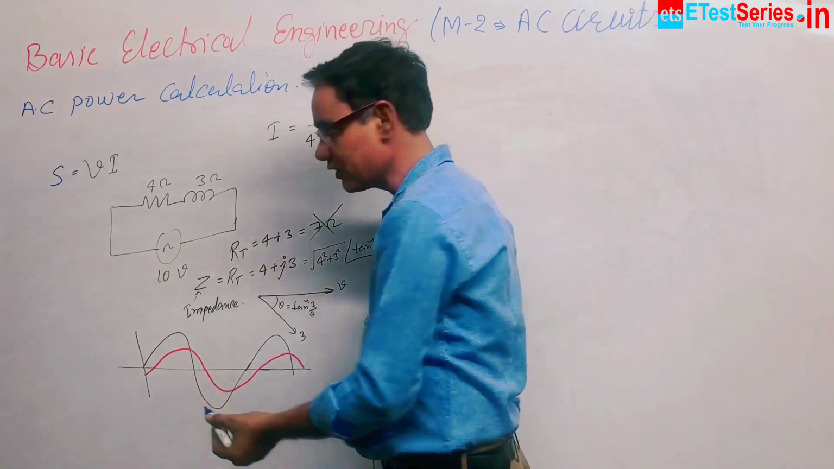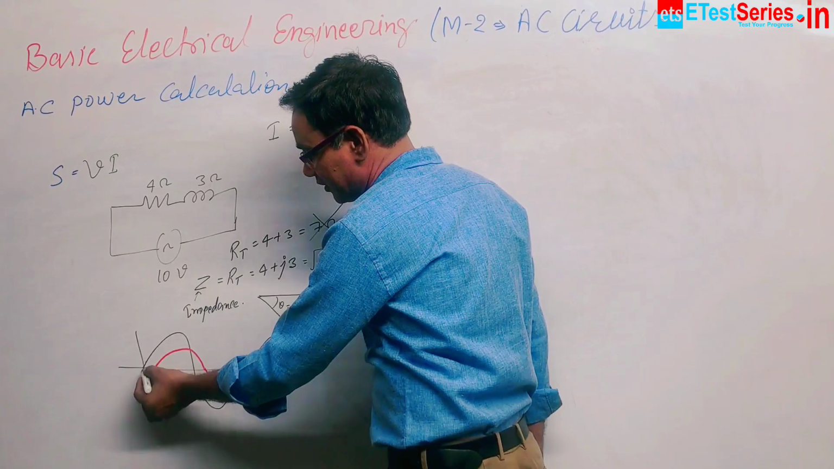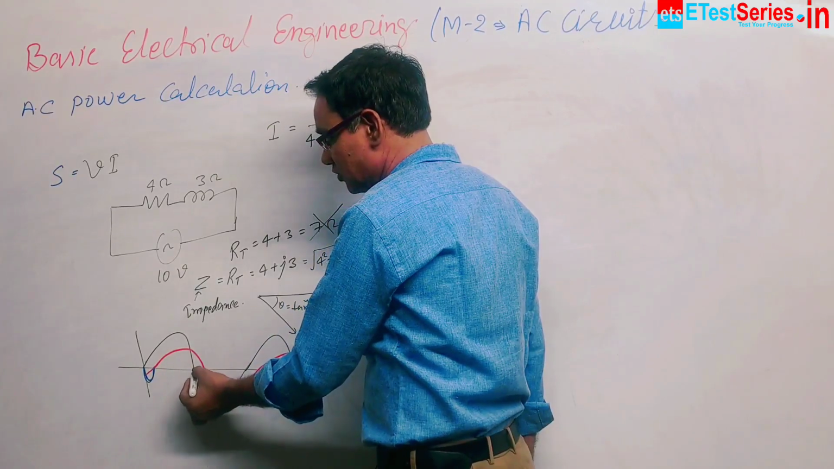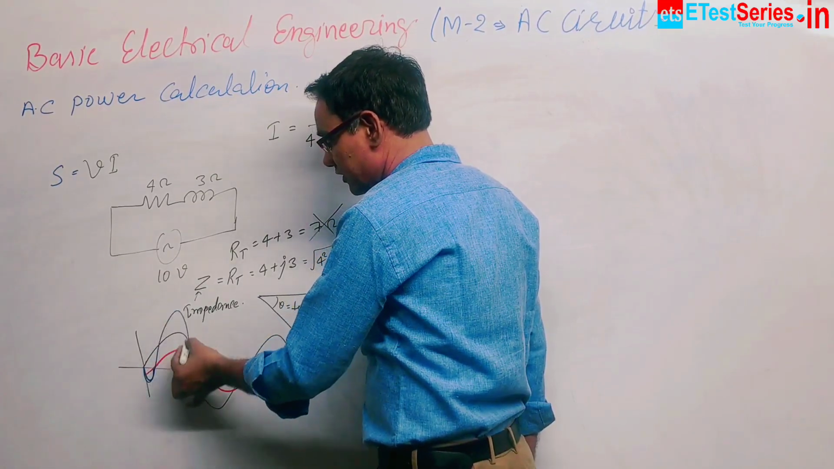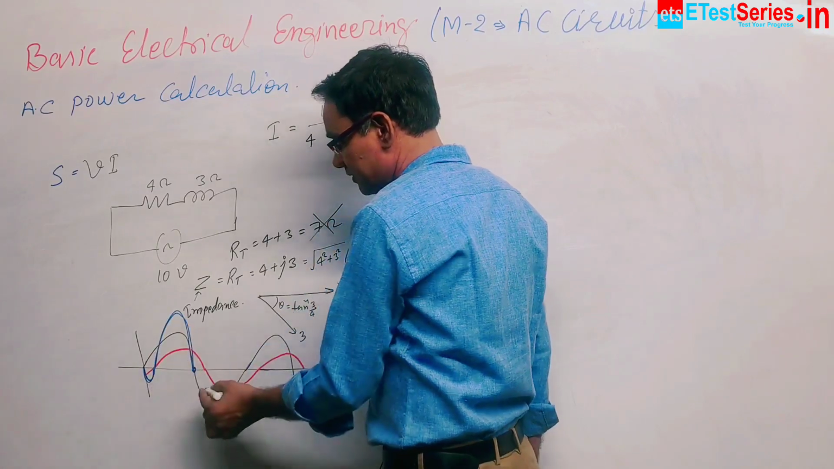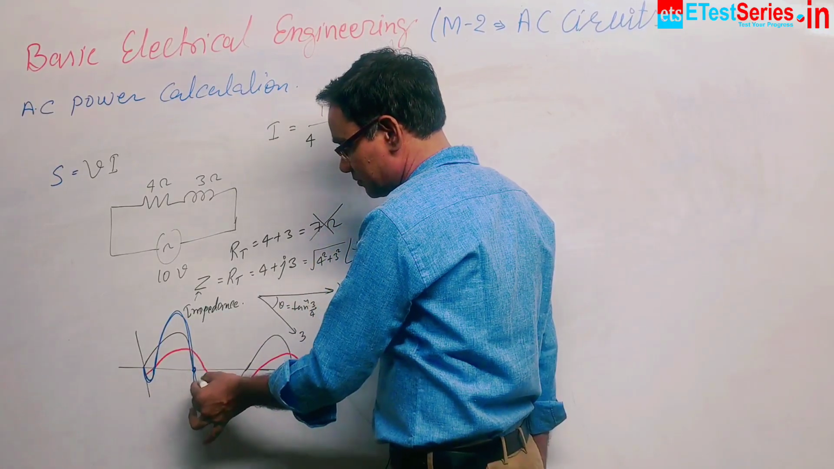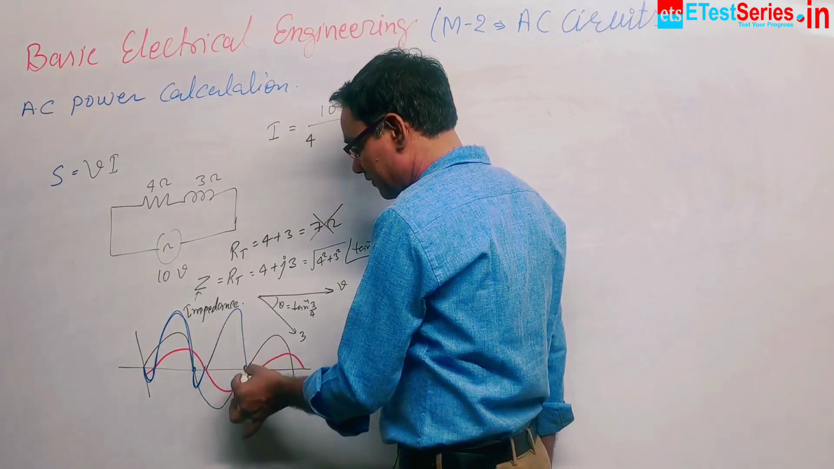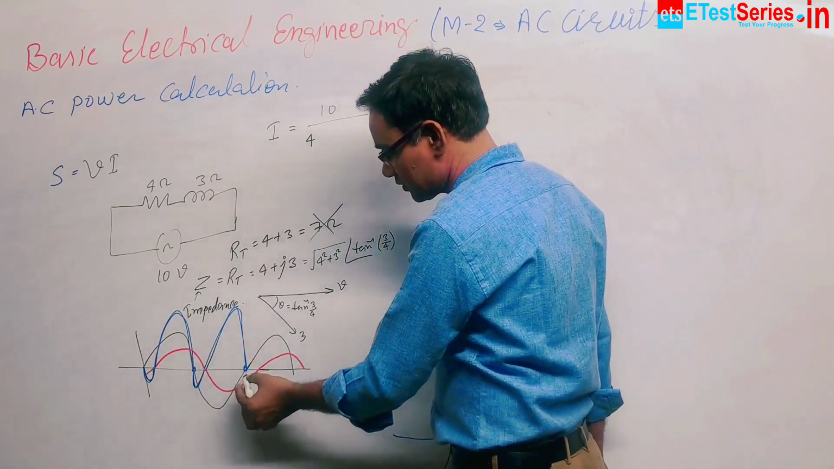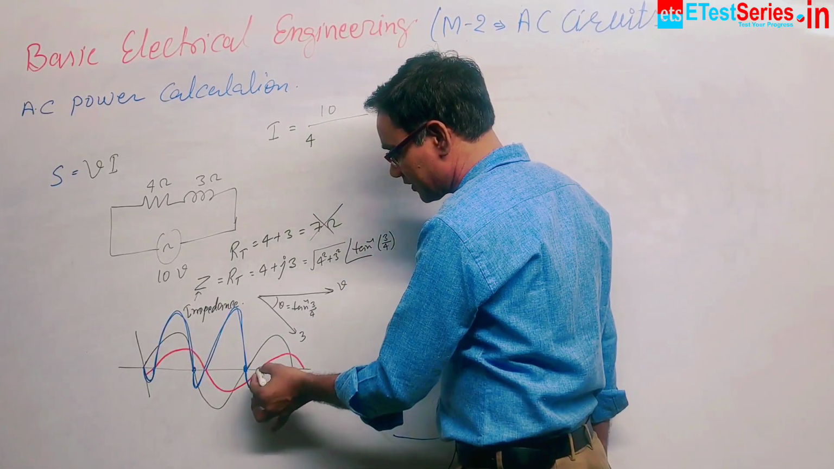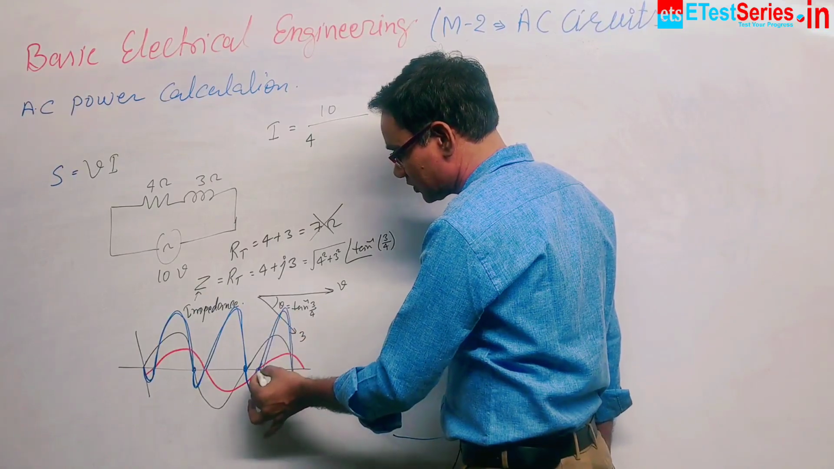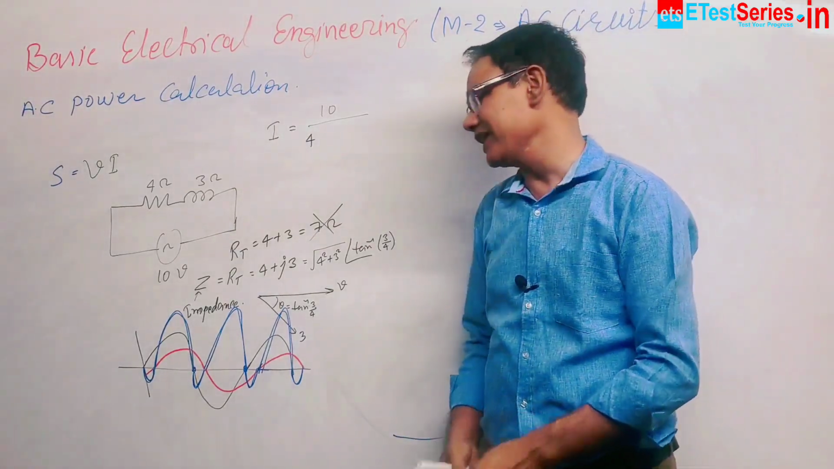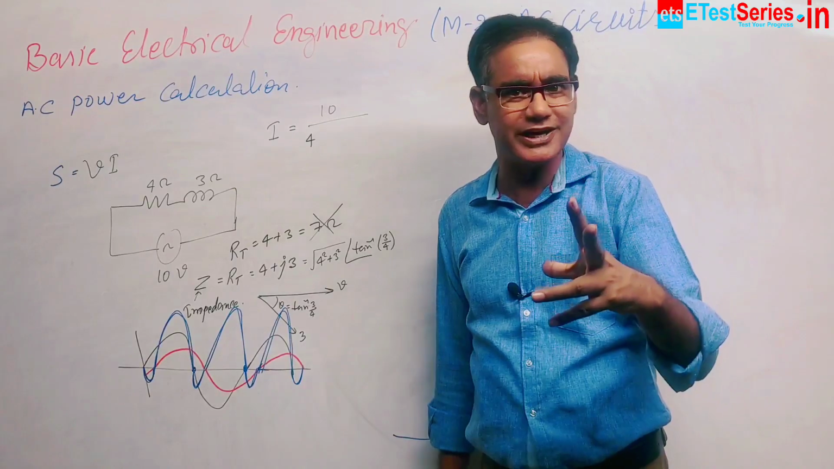One is negative, the other is positive, so the power is negative. Second time both are positive, and one is 0, so power definitely becomes 0. This is the power graph. When the voltage is negative, power becomes negative. When both are negative, power becomes positive. When the current is negative, power is negative. When both are positive, power is positive. Then one is negative, so power is negative. So this is the power cycle. The blue line represents the power cycle.